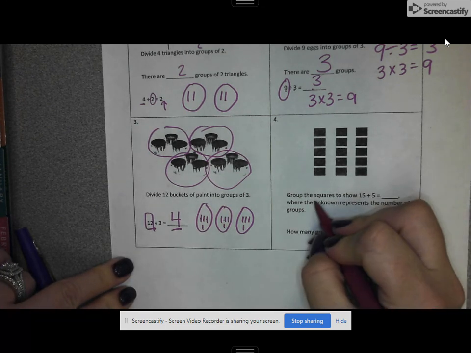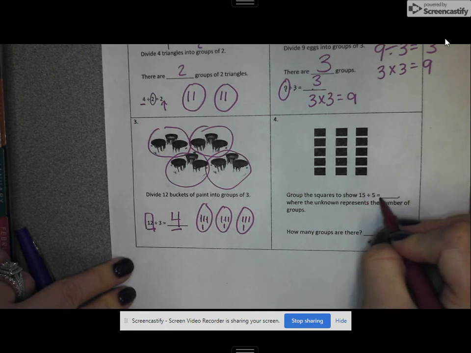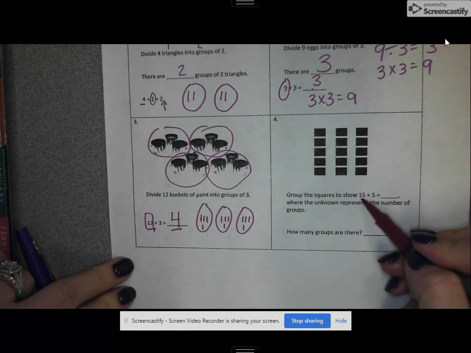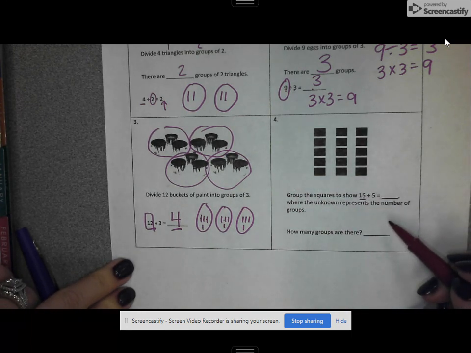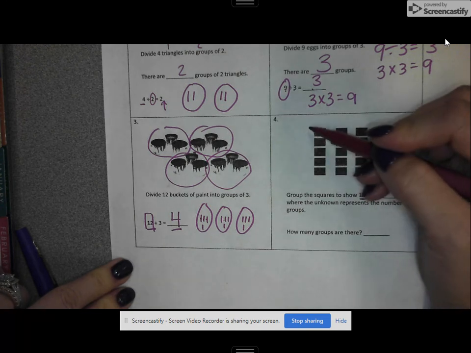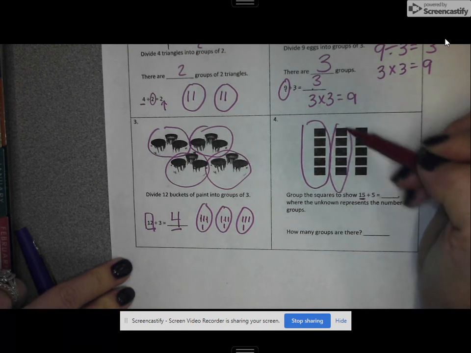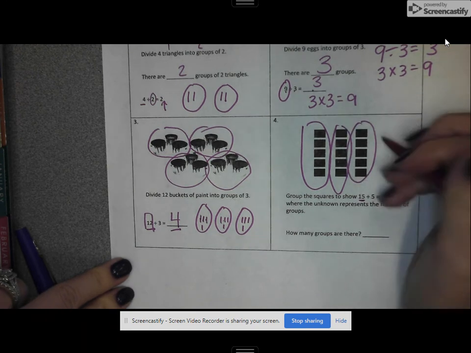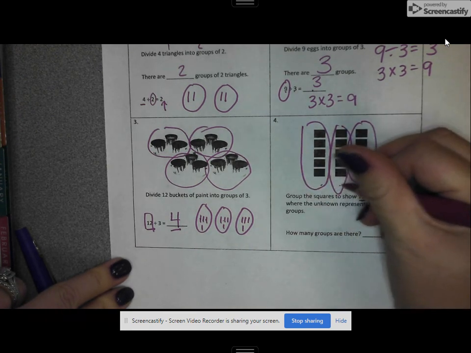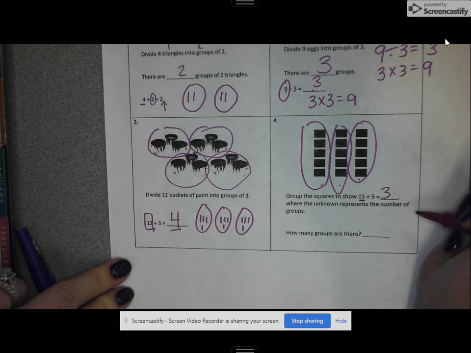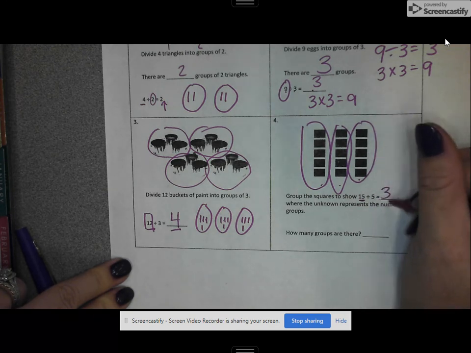All right, the last one says group the squares to show 15 divided by 5. So our big group has 15 in it. We always start with our bigger number. And groups of 5, you can see that that's a group of 5. This is a group of 5, and this is a group of 5. We know that when we're done, we had 3 groups. And so 15 divided by 5 is 3.